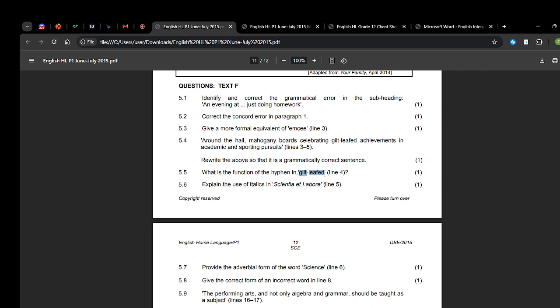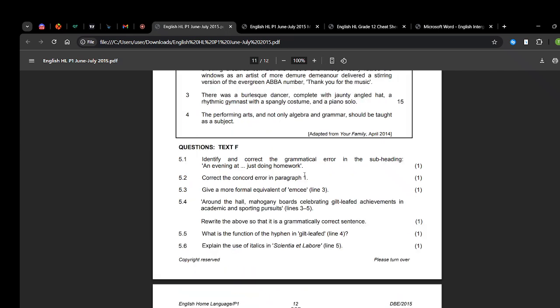Why are they using a hyphen in line 4? Does anyone want to try or should I give it? To show compound words, 100%. Or is to, compound adjectives. Yes, 100%, is to join two words together. Do you all agree? Thumbs up, thumbs down. Who doesn't agree? Who wants to add? But that's basically the meaning or the function of the hyphen, is to join two different words or compound words to make it sound like one.